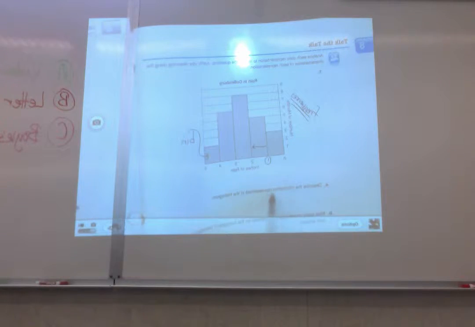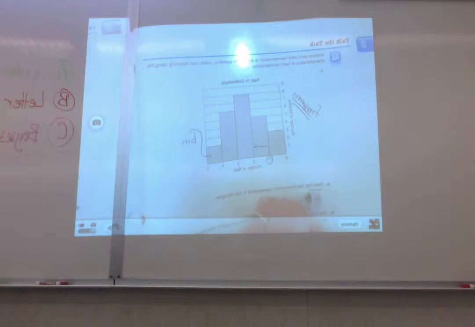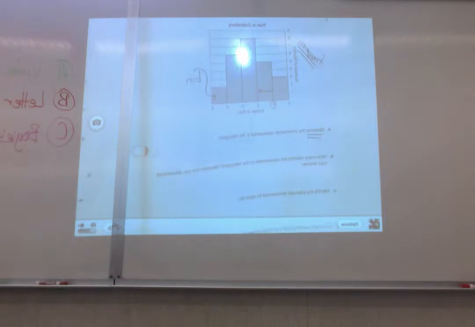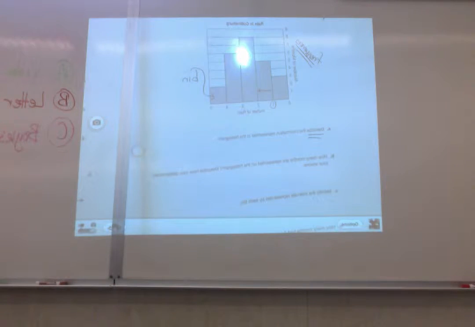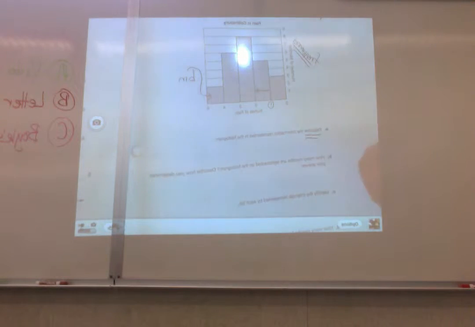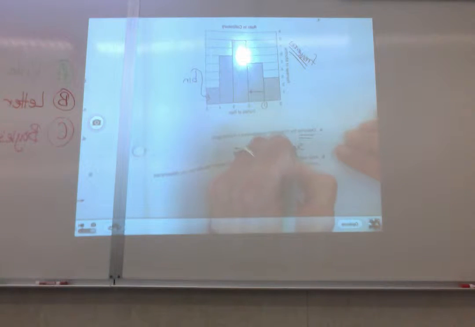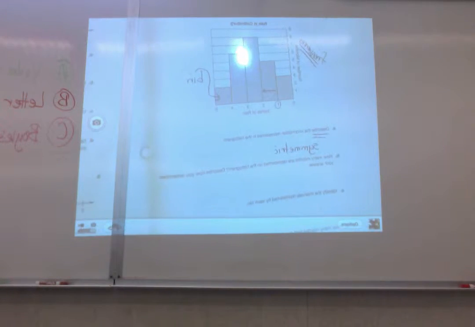Okay, describe the information presented. When they say the word describe, they want us to think about what does a graph look like? And some of the words we've been using to describe is symmetric and skewed. So looking at the rain in Collinsburg, is this symmetric or skewed? Symmetric. It's looking pretty symmetric. Why is it symmetric? Because the highest point is in the middle. Thank you. Write that down.